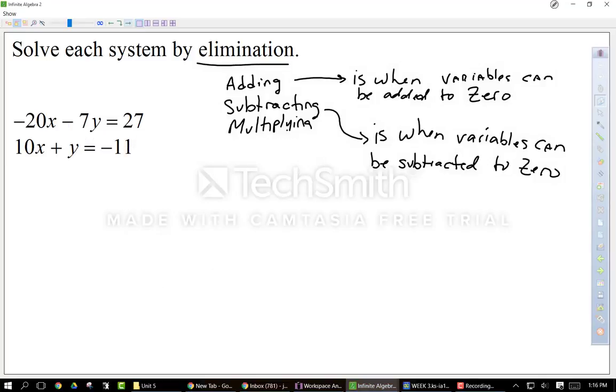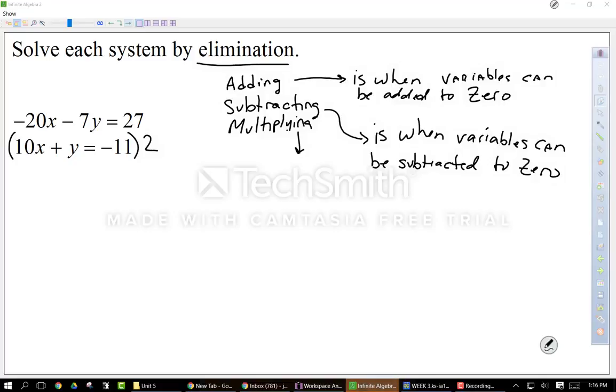If we notice, I cannot add or subtract to get rid of a variable. But that's where the multiplication comes in. So what I'm going to do, and as you have this choice, again, the last problem we talked about, you get the choice, right? I could either get rid of my x's or I could get rid of my y's. It's up to you. What I like to try to do is use the smaller values or multiply by the smaller numbers, right? So I'm going to multiply this second one here by 2.